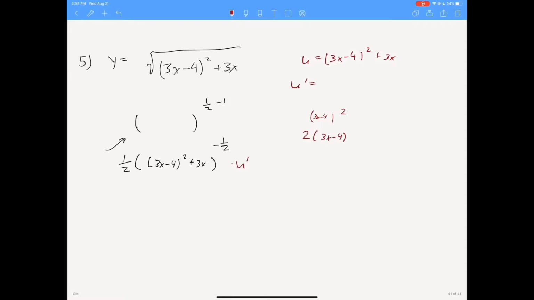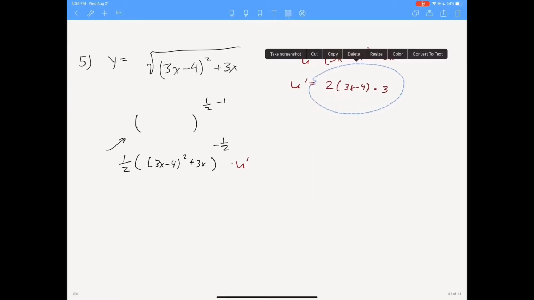So that's our derivative. And then times the derivative of the inside, or u prime, or since we've already used u, we can say just our inside prime or v prime. But let's not use too many variables. Let's just focus on the derivative of the inside of this function, which is 3. 3x minus 4, the derivative is 3. And that's the derivative of the first term.